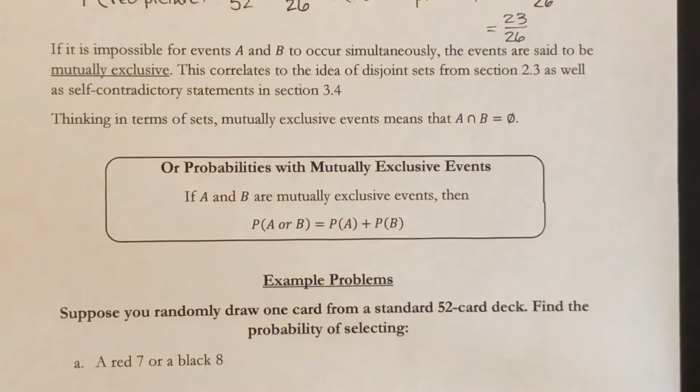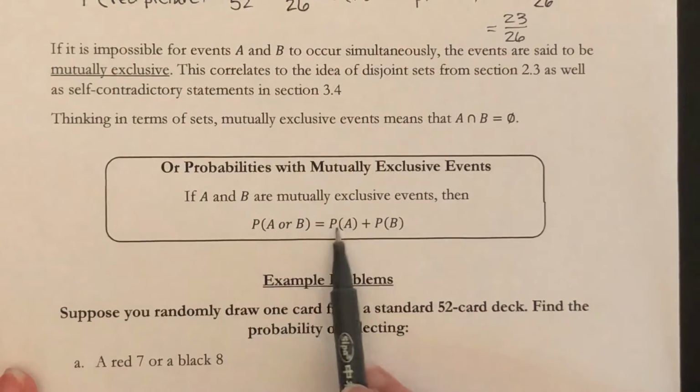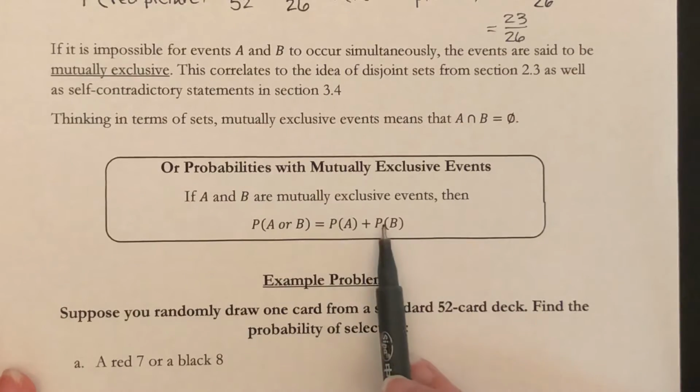So if we want to find out OR probability with mutually exclusive events, so if A and B can never happen at the same time, then the formula we have is the probability of A or B is equal to the probability of A plus the probability of B.